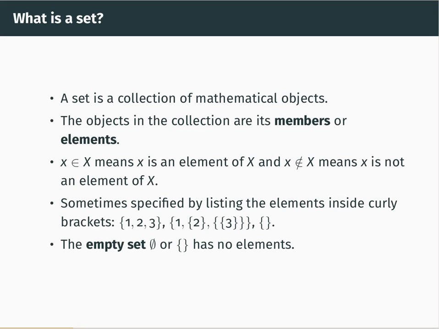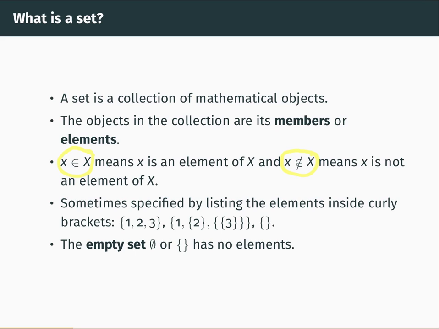Let's begin with what is a set. So a set is simply a collection of mathematical objects. And the objects in the collection are called its members or its elements. And we have some notation for when a particular thing is an element or a member of a particular set X. So we write this to mean that x, little x, is an element of the set big X, and we write the same symbol crossed out to mean that little x is not an element of the set capital X.